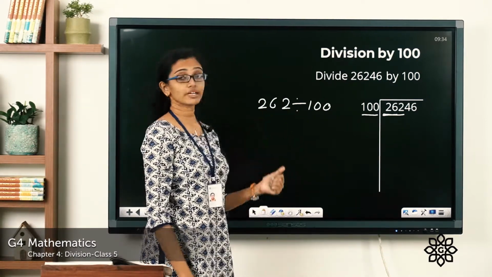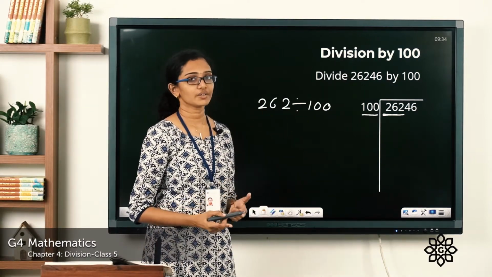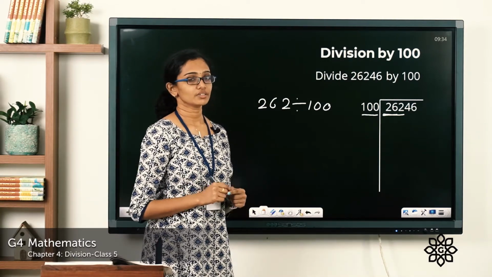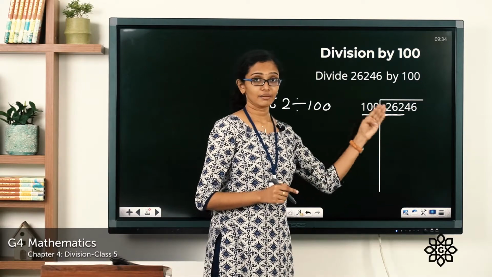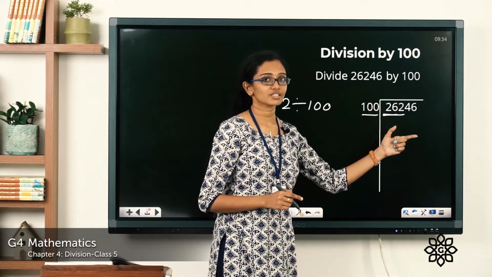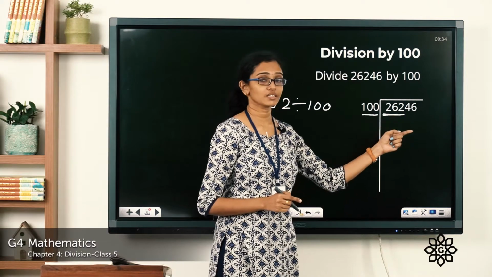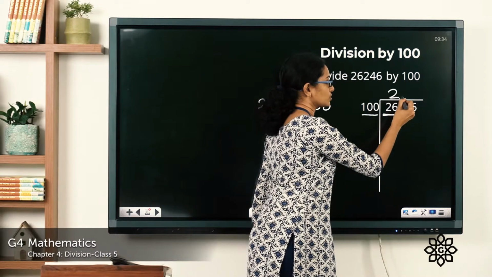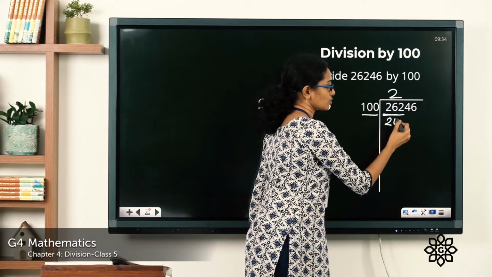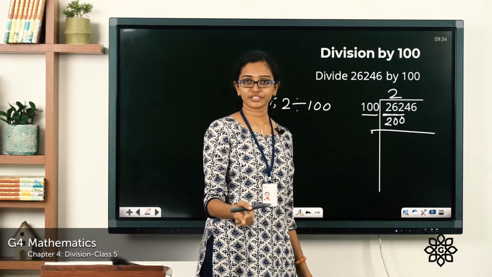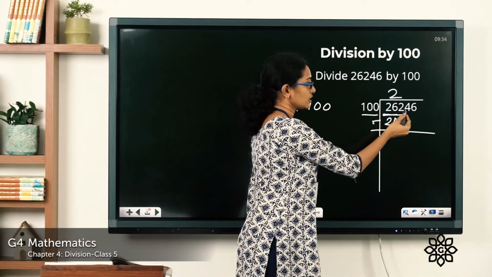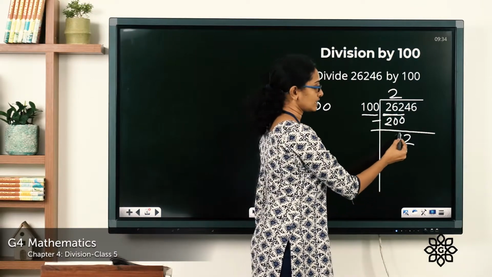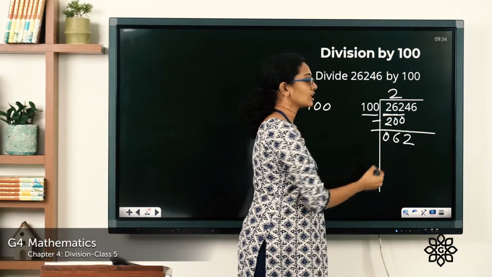So how many hundreds will make 262? 100 ones are 100, 100 twos are 200, 100 threes are 300. So since we have to take a multiple which is either less than or equal to the dividend we are considering, let's take 2 here. 2 into 100 is 200 here. Now the next step is to subtract these two numbers. So 2 minus 0, it's 2 here. 6 minus 0, it is 6 here. Now 2 minus 2, 0.